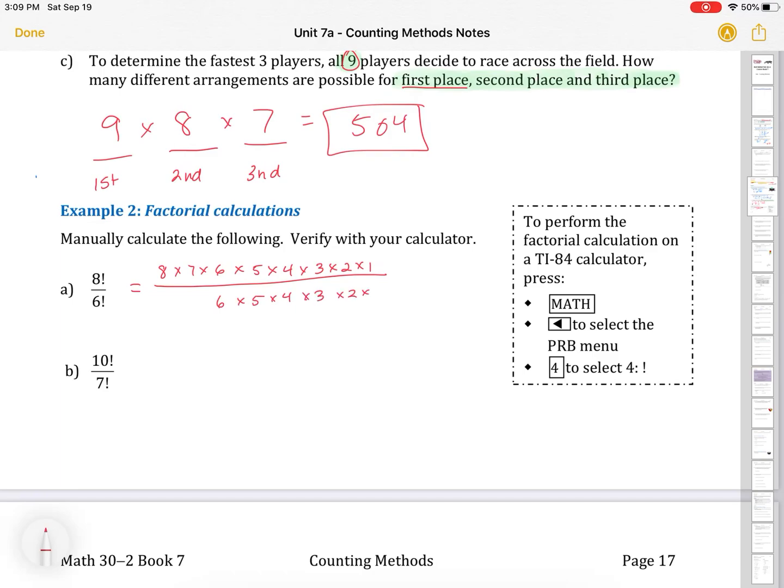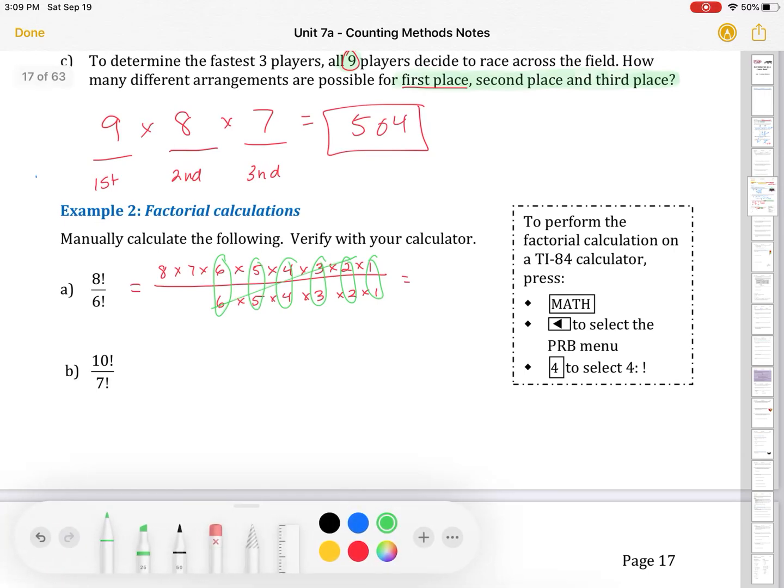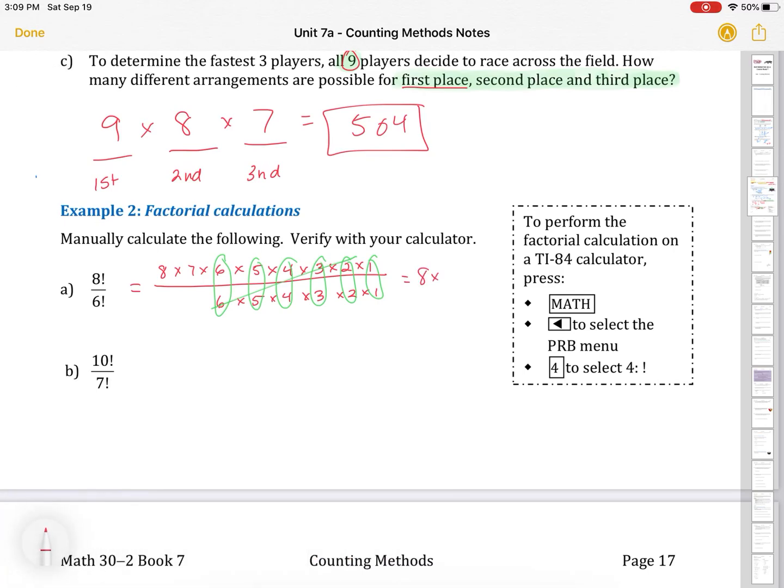That's on the top. On the bottom, it would be 6 times 5 times 4 times 3 times 2 times 1. Now you notice where I wrote it, because what we notice is these match up, these match up, these match up, these match up, and these match up. So they're all going to divide out of the top and the bottom. So all I'm left with is 8 times 7, which is 56.